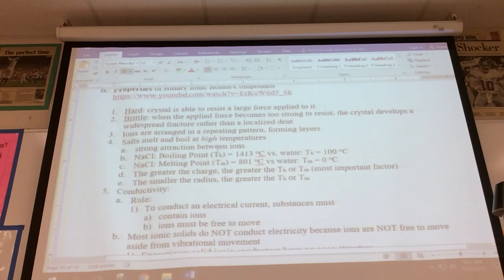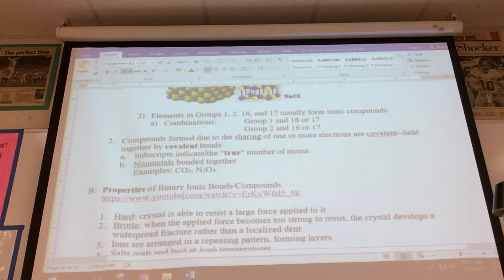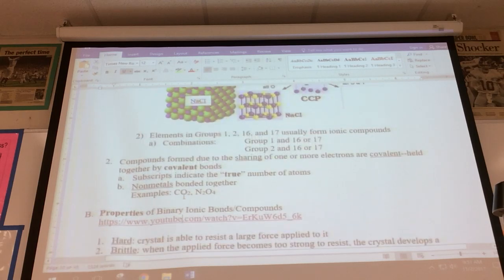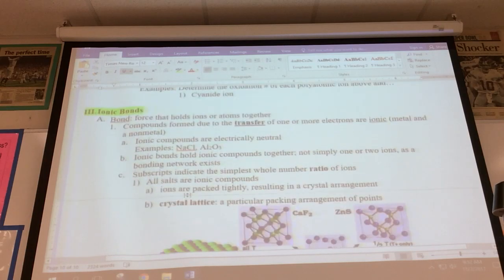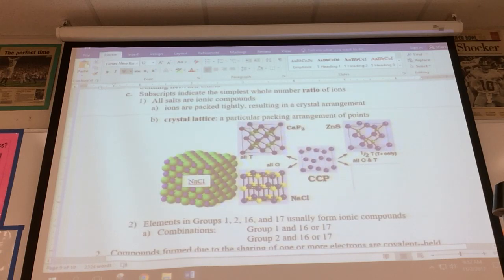This concludes our lessons on ionic compounds. At this point, you want a feel for some basic properties. You do want to understand that in a covalent compound, the subscript indicates the true number of each element in a compound, whereas in an ionic compound, it indicates the simplest whole number ratio, and the crystal lattice structure that exists for ionic compounds.